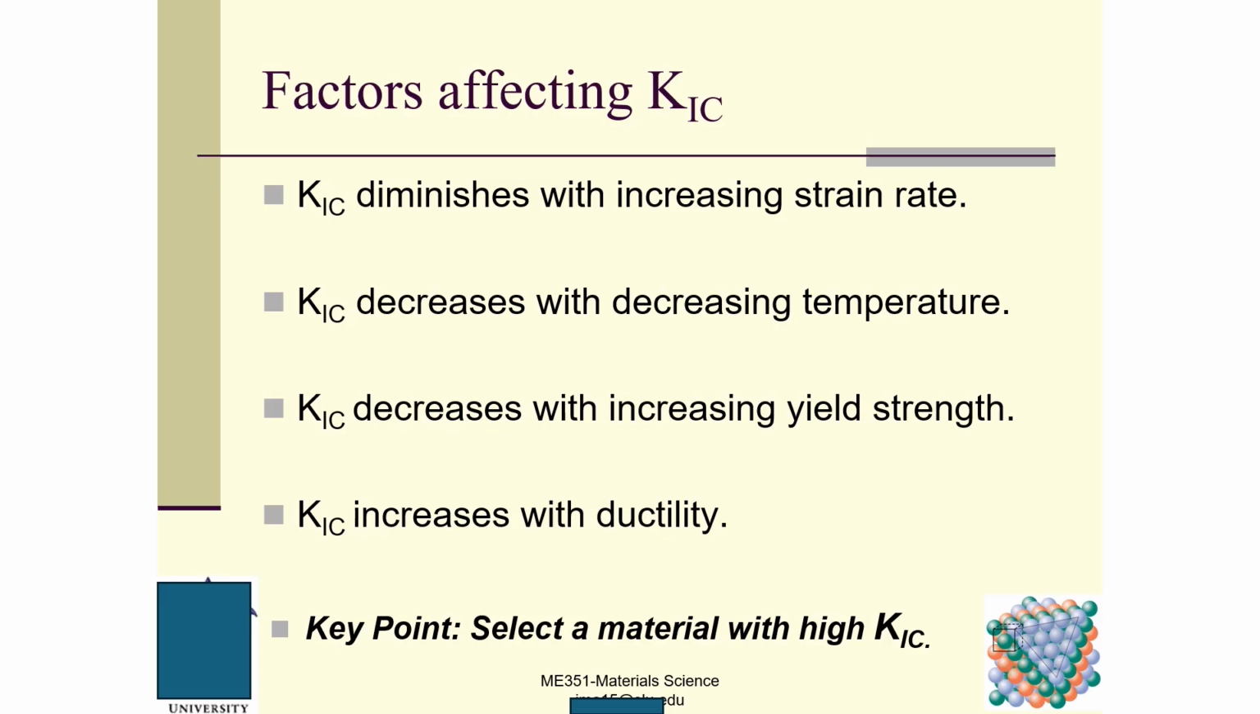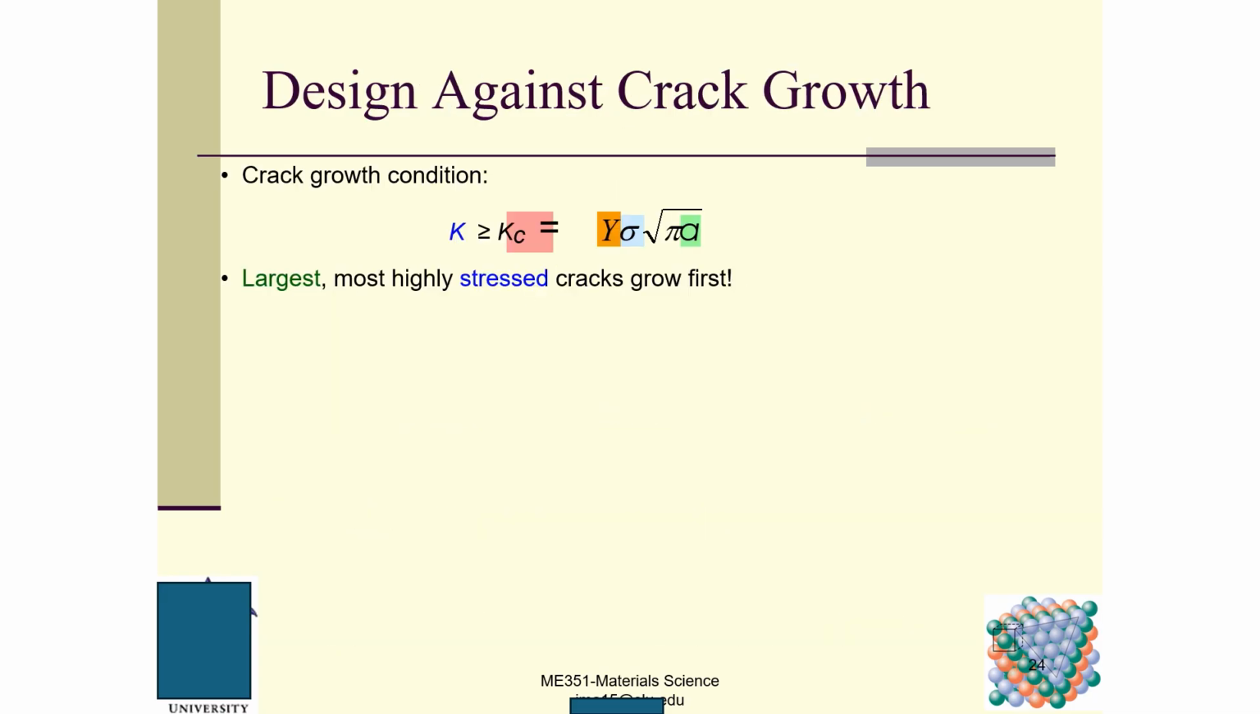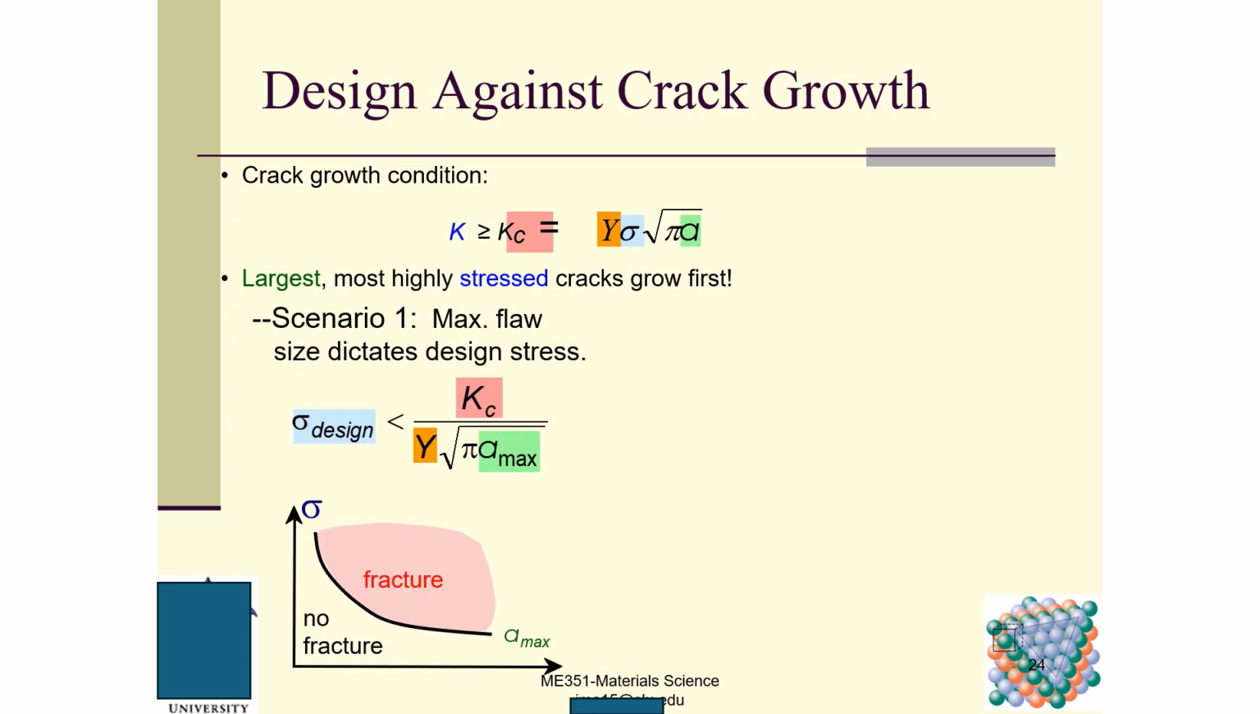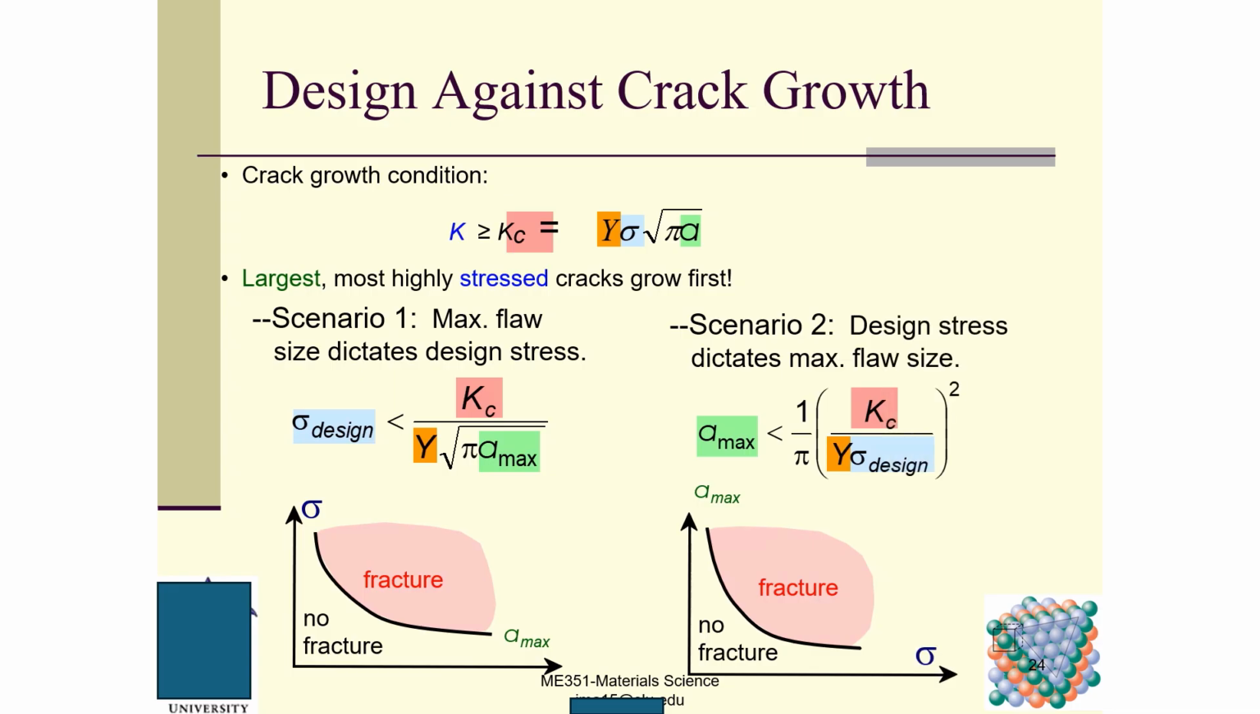Key point: select a material with high KIC and design against crack growth. For crack growth, we use this equation. We compare this K with this Kc, which is a material parameter. The largest, most highly stressed crack grows first. Scenario 1: max flaw size dictates the design stress. We use this equation. Scenario 2: design stress dictates max flaw size. This area is fracture, this area is fracture.